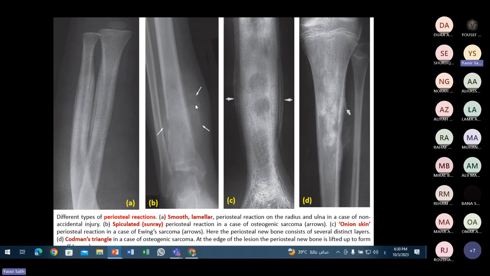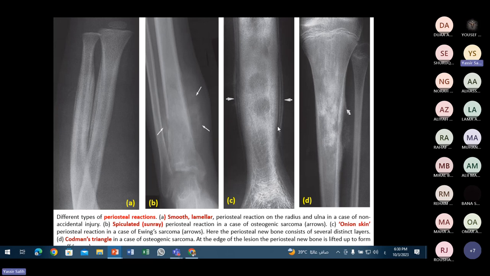Which is characteristic of what? It is commonly seen in osteogenic sarcoma or osteosarcoma. In osteosarcoma, new bone formation is characteristic, with a speculated or sun ray periosteal reaction. In image C, this is the X-ray of the lower limb, you can see also new bone formation, with periosteal reaction.